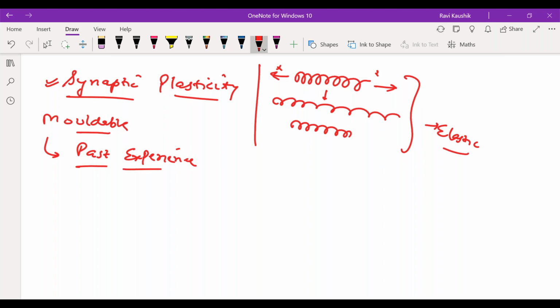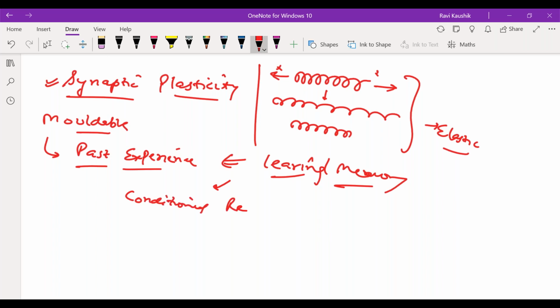So if you get a learning from some past experience, in simple terms, that is known as learning and memory, right? So basically, synaptic plasticity is nothing but the basis of learning and memory as far as the synapse is concerned. Synaptic conduction can be increased or decreased on the basis of past experience. These changes can be presynaptic or postsynaptic in location. Obviously, they play an important role in learning, as I told you, that is in conditioned reflexes. So they're very important for conditioned reflexes. Okay.